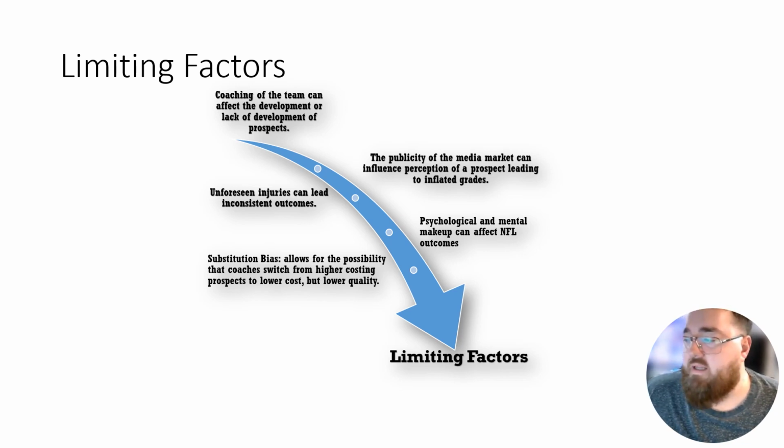Another thing to look at is psychological and mental makeup, which can also affect NFL outcomes. So this just deals with character concerns, how well they are in terms of their character. These are definitely things that can influence their data.